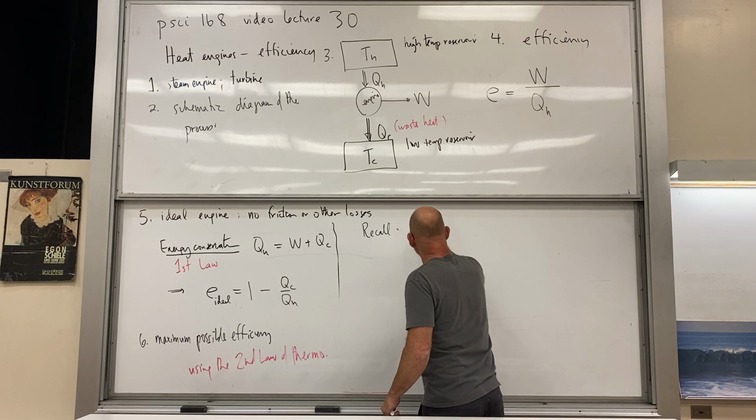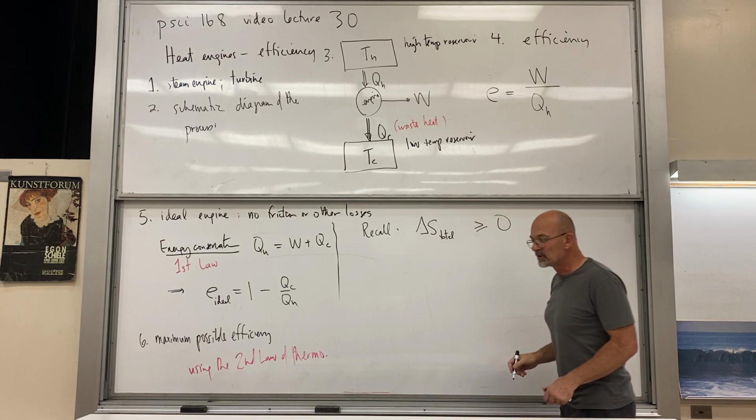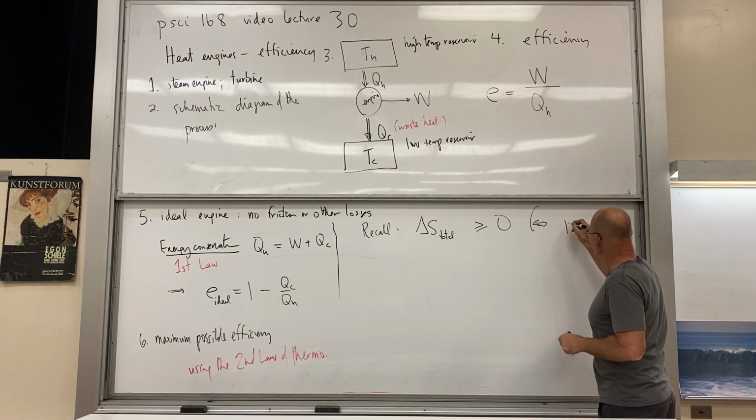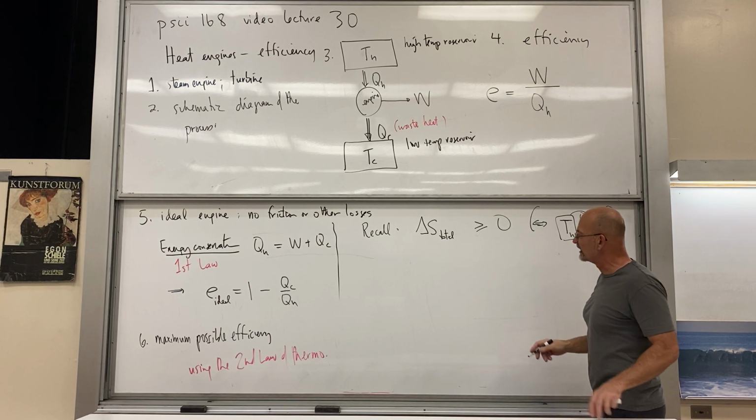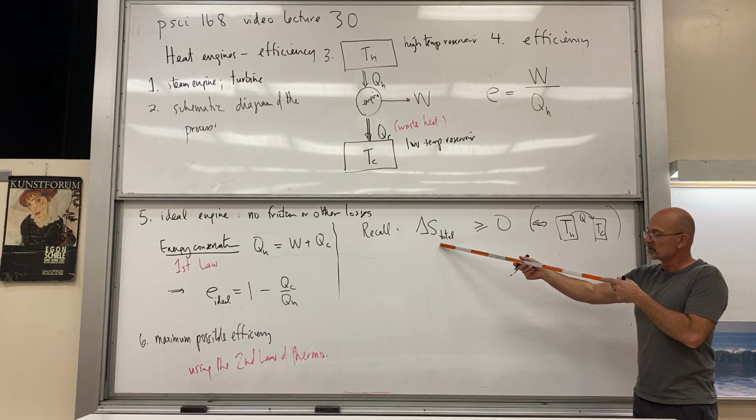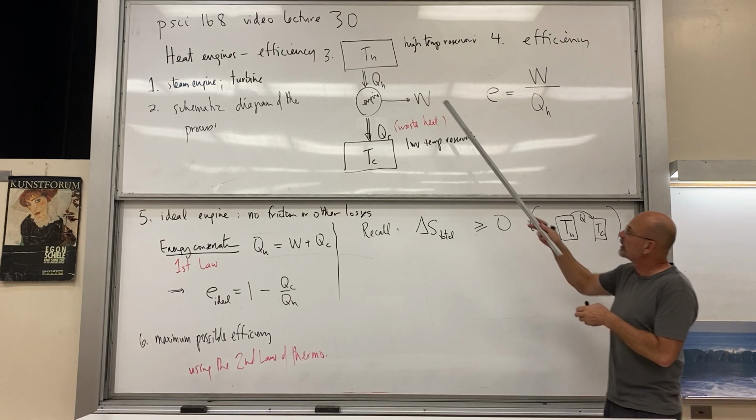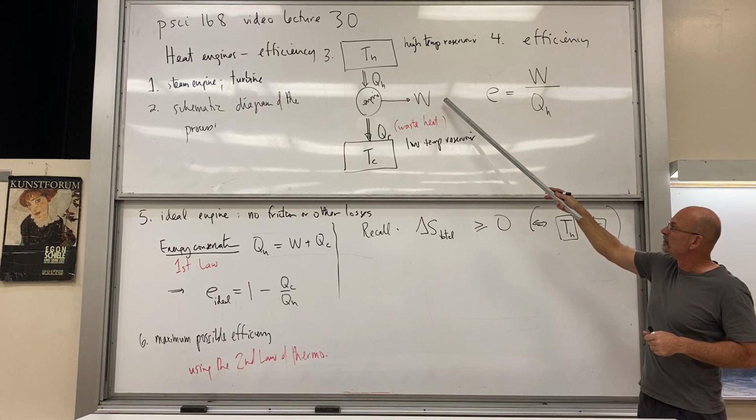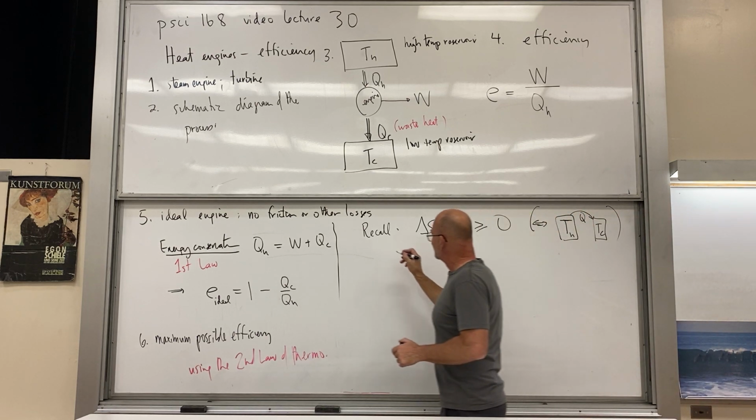So recall, we had delta S total is greater than or equal to 0, and this was equivalent to energy flowing from hot to cold. That was the second law of thermodynamics, which I'm about to put the technical expressions back in, equivalent to energy flowing from hot to cold. And of course we have energy flowing from hot to cold in this device here, in this heat engine.